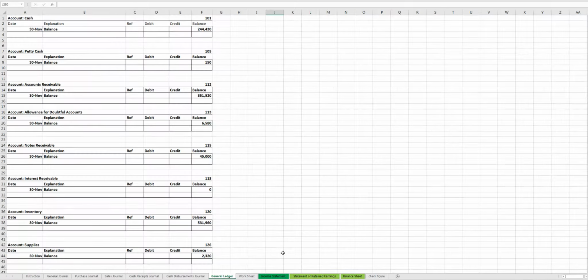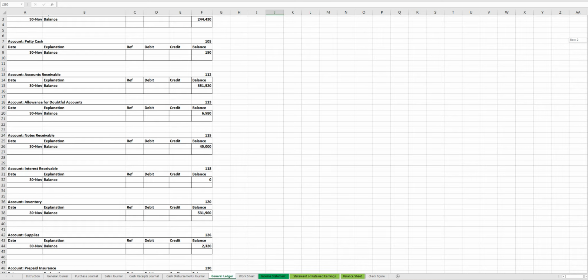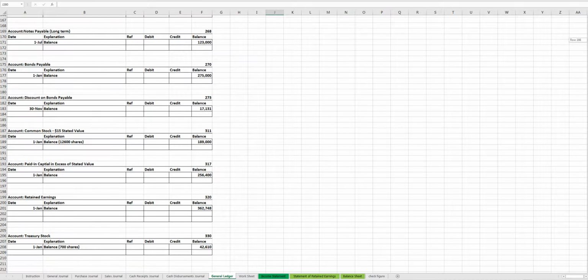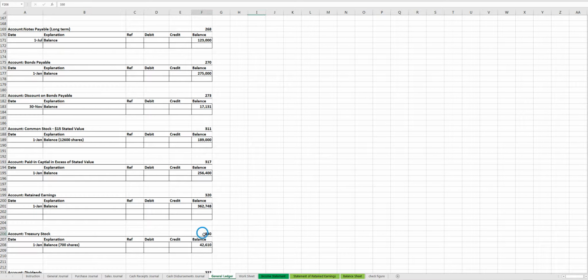So we go to the general ledger. In the general ledger, all the accounts have been listed together with their account number and balance. Treasury stock, it's right here. Account number 330. We already have some beginning balance for treasury stock, 42,610, with 700 shares repurchased previously.